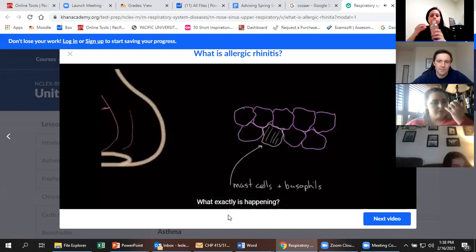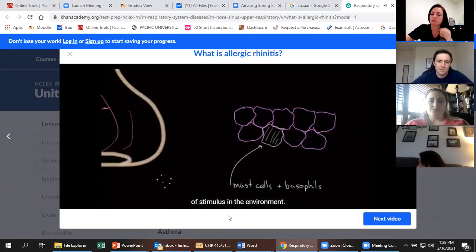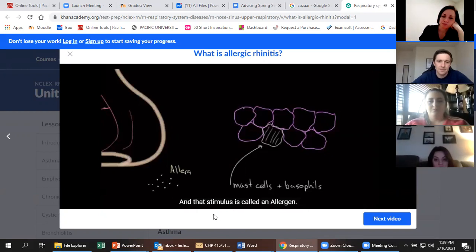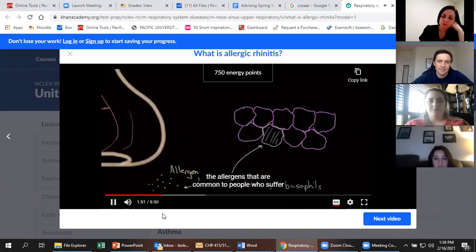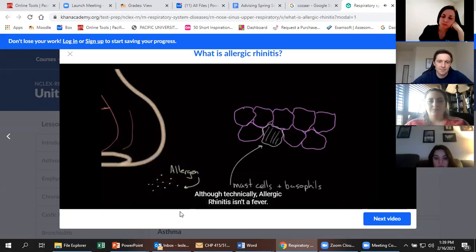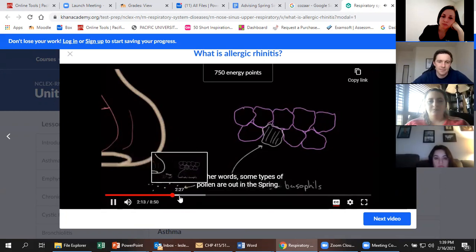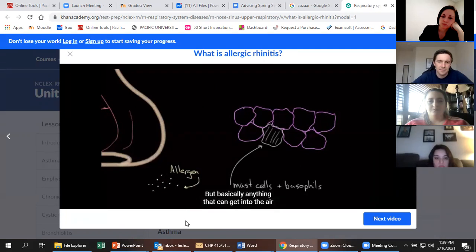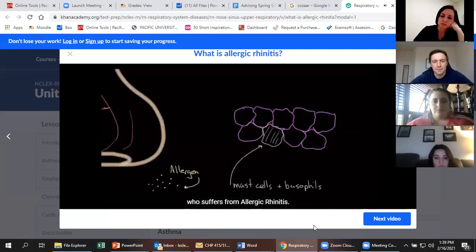What exactly is happening? Well, in allergic rhinitis, like with any allergy, your body has an overreaction to some sort of stimulus in the environment. And that stimulus is called an allergen. And let's take a little side note here and talk about the allergens that are common to people who suffer from allergic rhinitis. Pollen also tends to be seasonal. But basically anything that can get into the air that you can inhale can act as an allergen to somebody who suffers from allergic rhinitis.